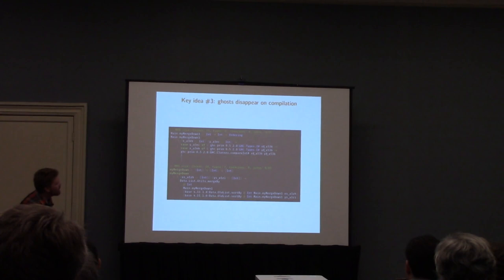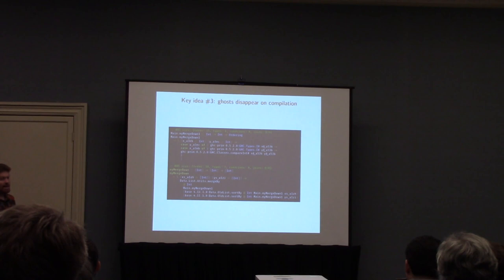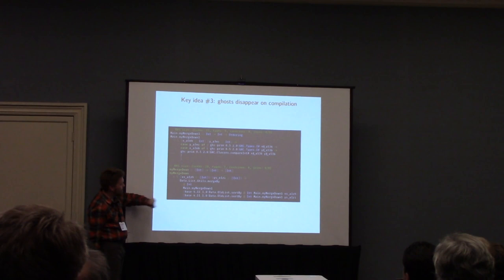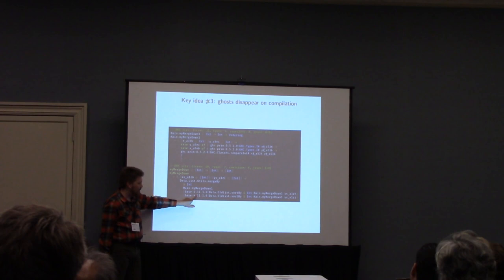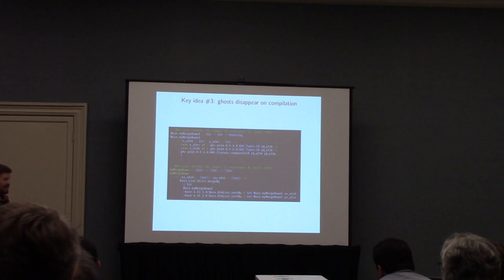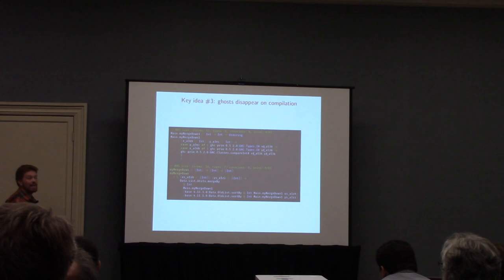And the key idea number three, with all these coercions and everything else flying around, is that all of this machinery should disappear on compilation. So if you look at this function that the user wrote and you look at the Core that gets generated, focus on this part. You get a call to the unsafe mergeBy using the comparator, and the lists are sorted by the unsafe sortBy. So at compile time, the code that's generated by the compiler is exactly the same as if the user just used unsafe functions all over the place. But we're guaranteed that it's safe because of this type level hacking that we did.